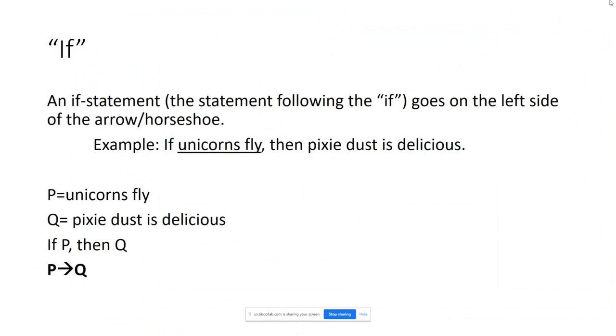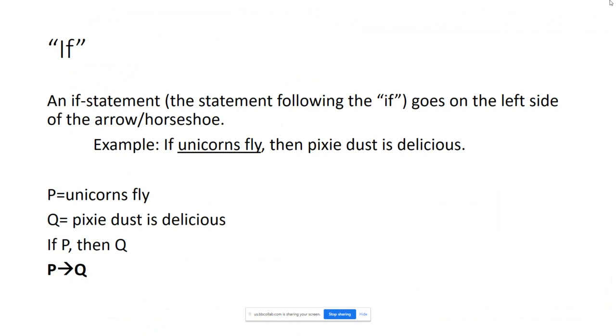So an if statement I'm defining as whatever simple statement follows the word if in an English sentence. And your basic rule here is that an if statement goes on the left side of the arrow or horseshoe when you symbolize a conditional statement. It goes on the left side. In other words, it's the antecedent in the symbolized conditional.